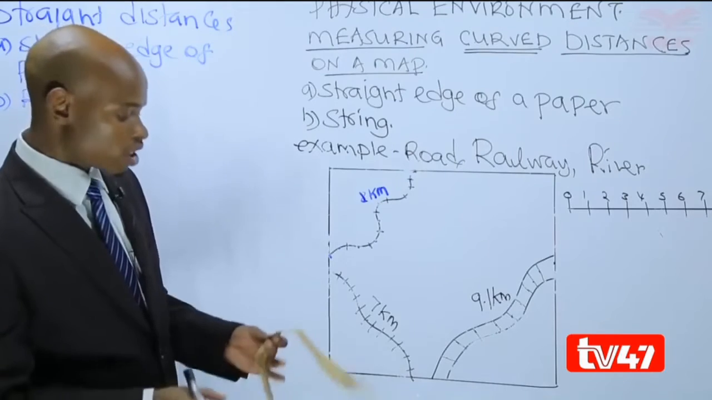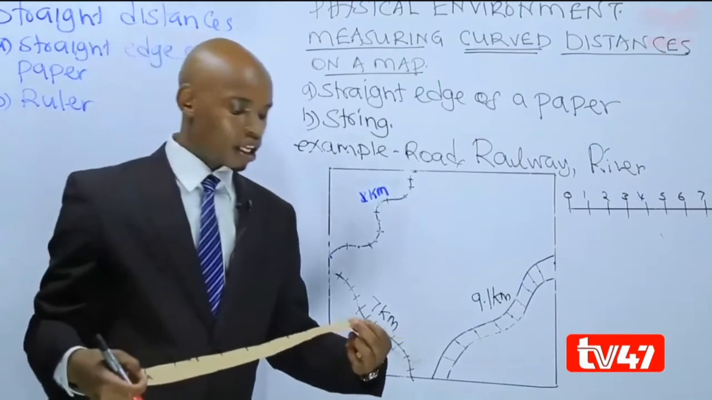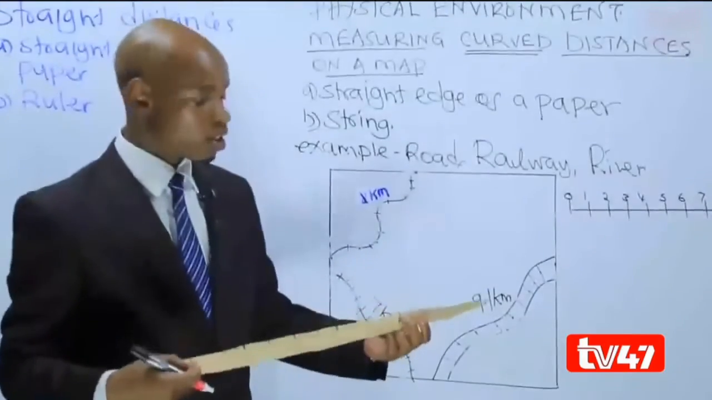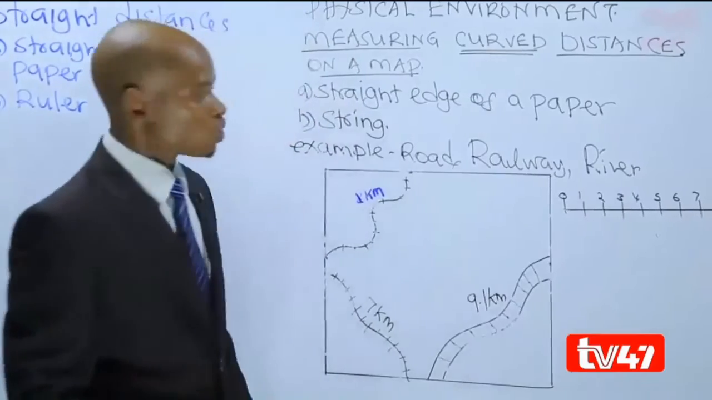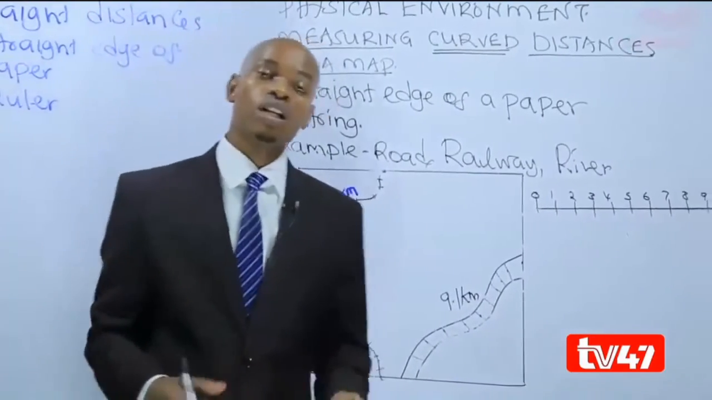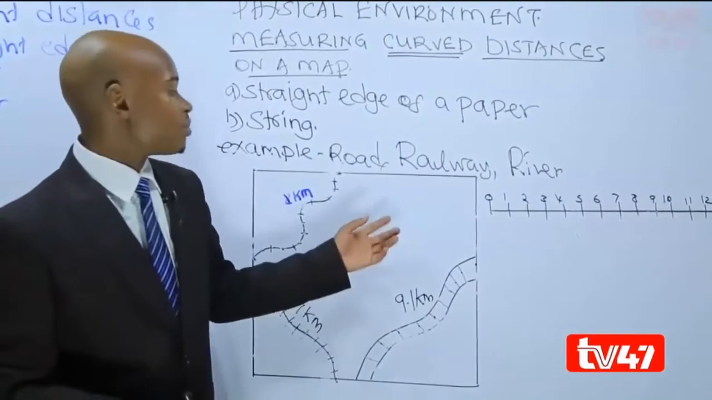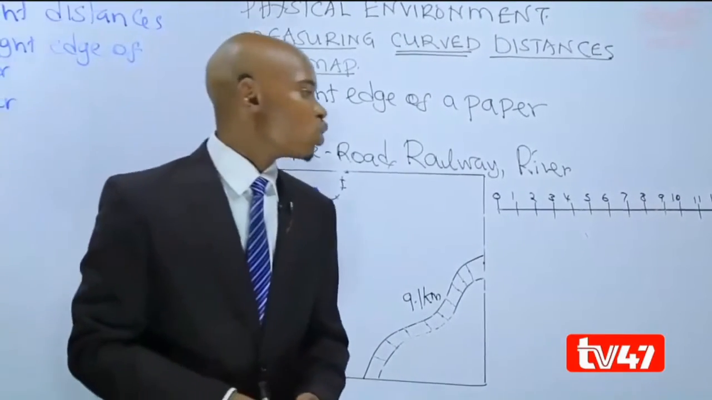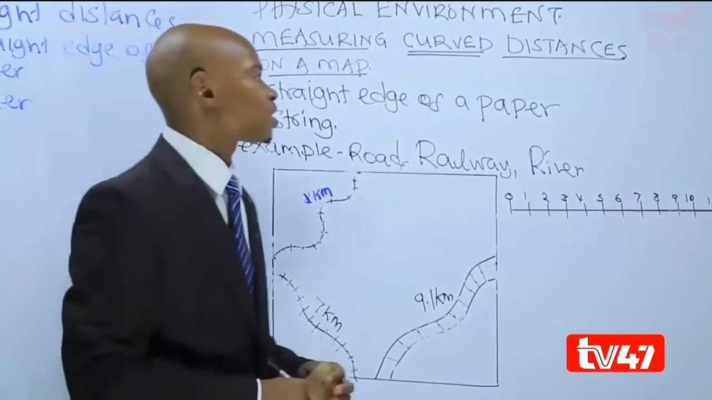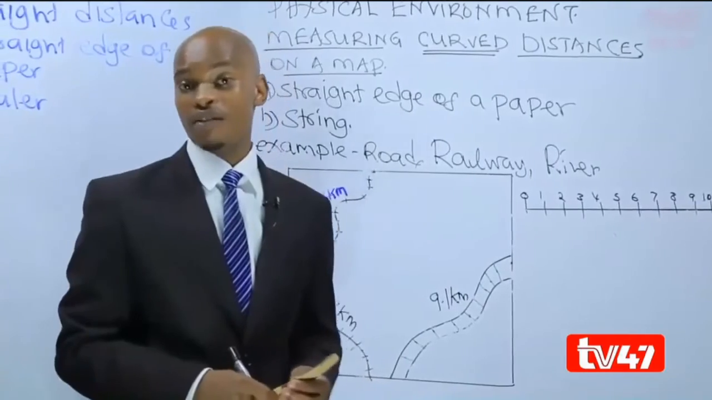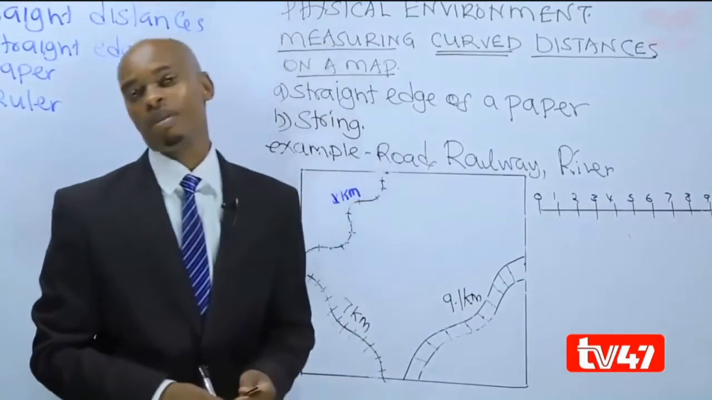Then after collecting your measurement, you'll be having point A as the first point and the last point as point B. Then you take your measurement to the scale so that you can get your actual readings on the ground. And by doing so, you are assured you'll be getting very accurate measurement of curved distances using a straight edge of a paper.